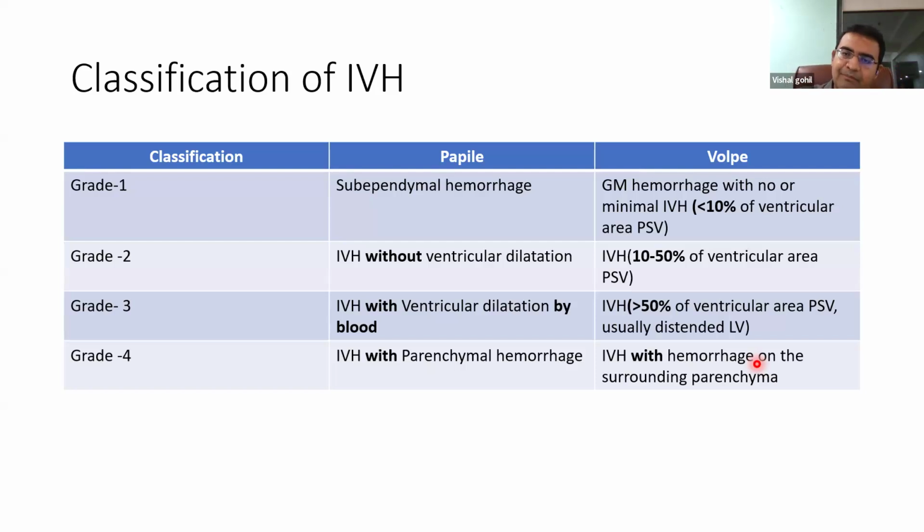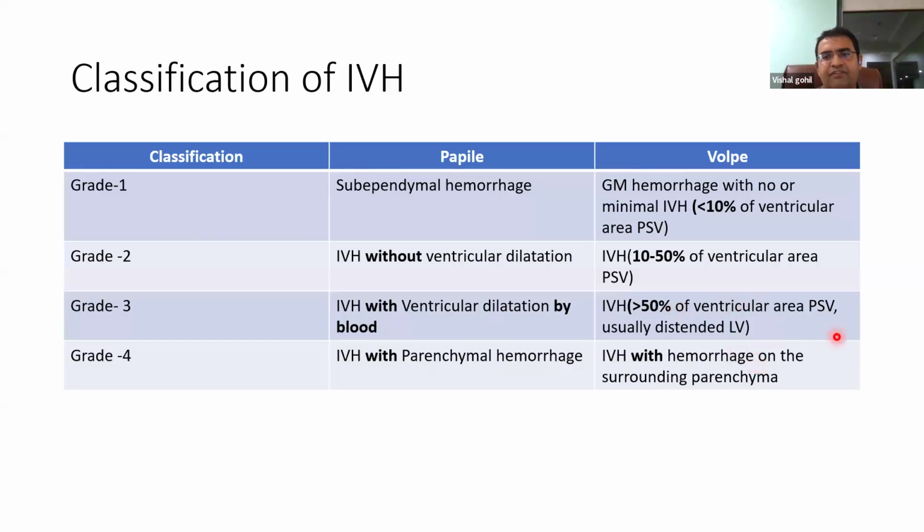So if you find the bleeding in the germinal matrix, with or without minimal leaking of the blood into your lateral ventricle, which would be less than 10% of your ventricular area, that is your grade 1 IVH. When the bleed is increased more than 10%, but up to 50%, that is your grade 2 IVH.